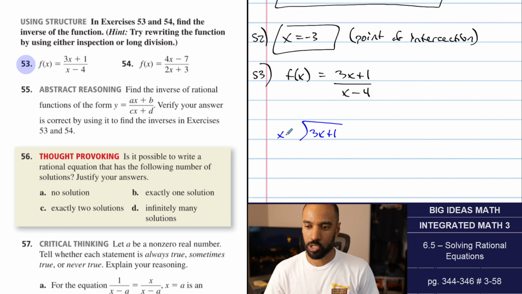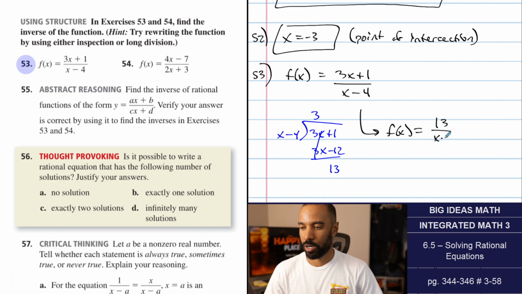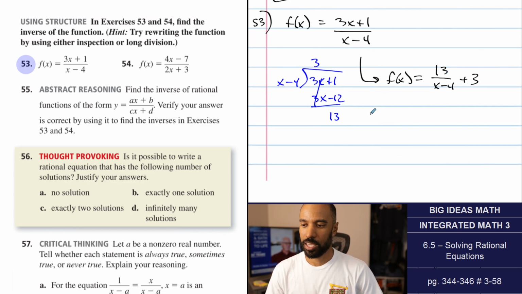It's not that long. We just do this once. x goes into 3x 3 times, and you multiply that, you get 3x minus 12. Subtract those, and you get a 13. So we get f of x equals 13 over x minus 4 plus 3. I'm glad I'm not graphing it, just because that 13 is a little weird. But we are finding the inverse.